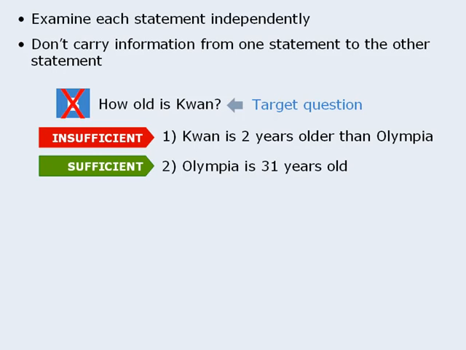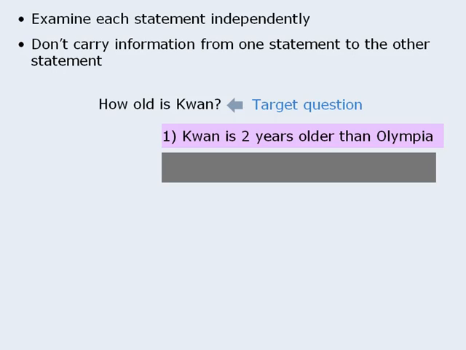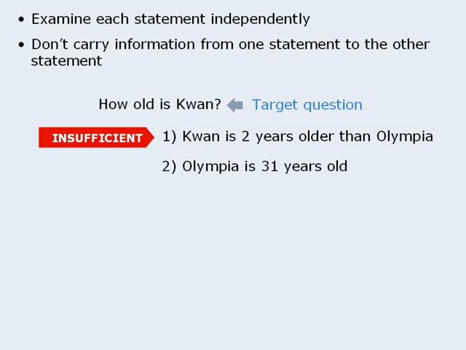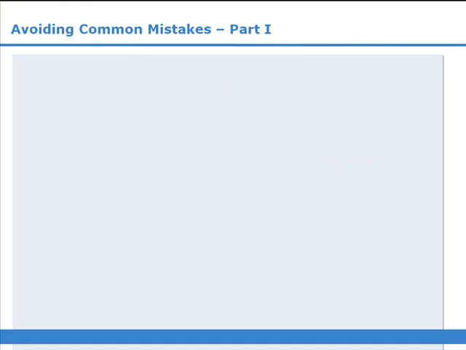So how can we avoid making this mistake? Well, as you are examining a statement, say statement 1, cover statement 2 with your finger so that it does not play a role in determining whether or not statement 1 is sufficient. Similarly, when you are examining statement 2, cover statement 1. When we do this, we can see that statement 2 alone is not sufficient. Okay, that's the first tip.